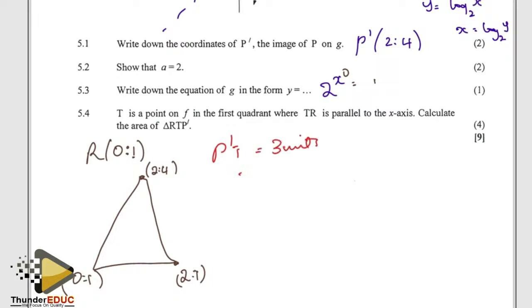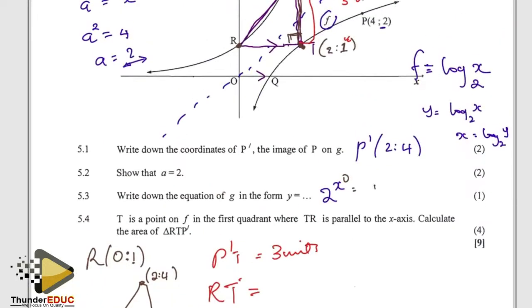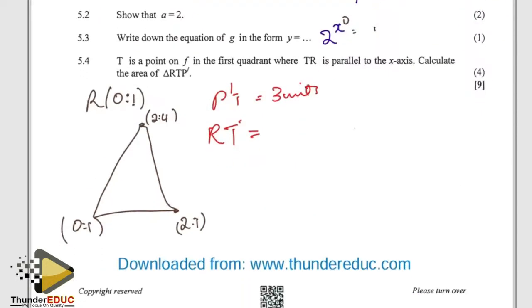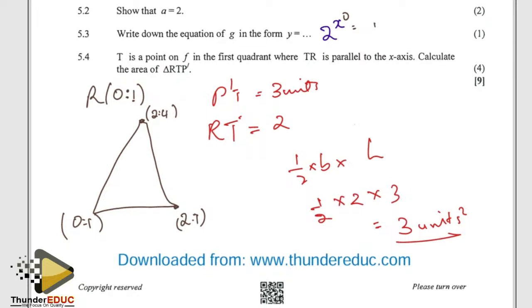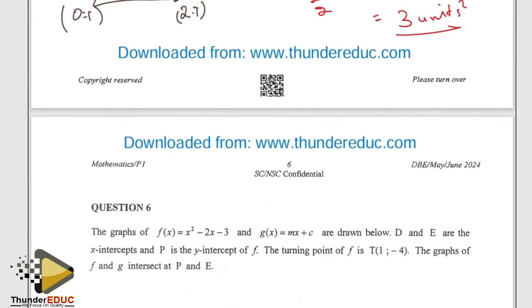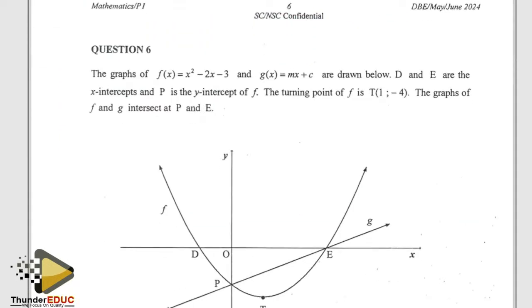And then the distance RT is just 2 units from there up to there. Then all we have to do is calculate the area. A half times the base times the height. So a half times 2 times 3. That gives me 3 units squared. So that is question number 5.4, as well as the entire question 5.